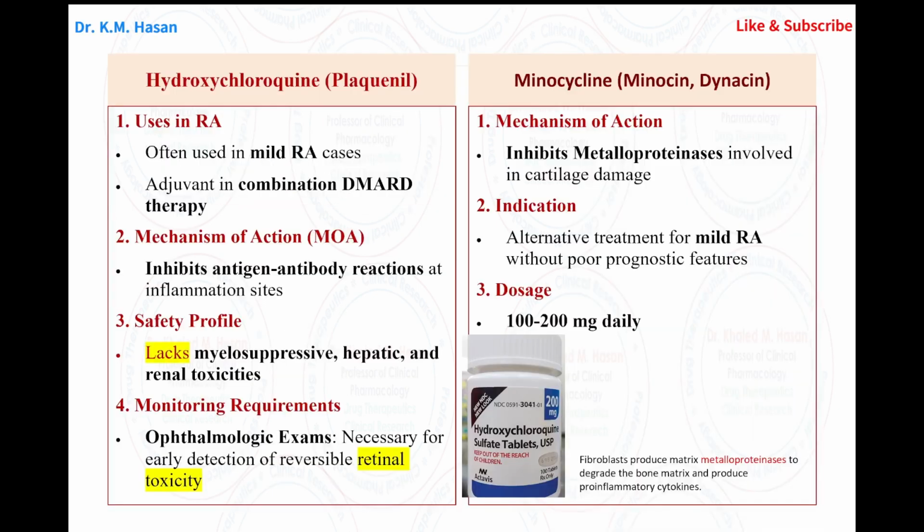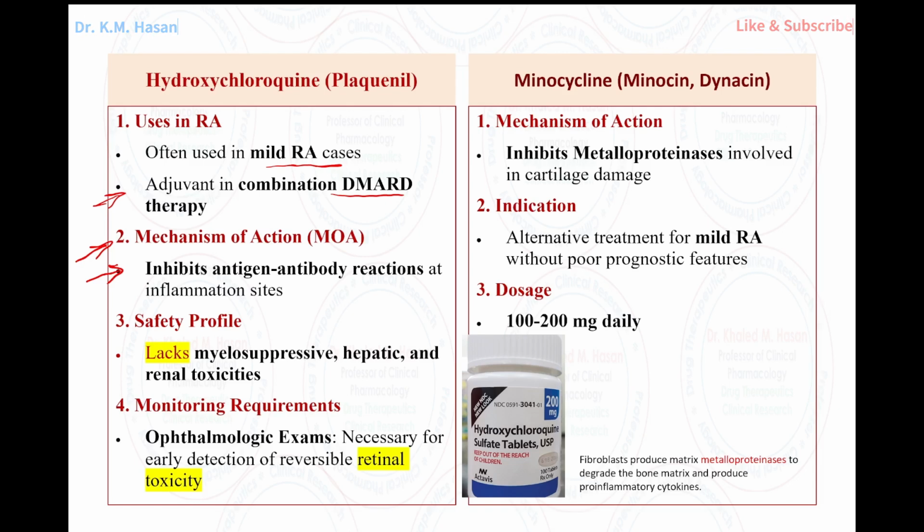Okay, next group of medication we have hydroxychloroquine, Plaquenil, and another medication, minocycline. Regarding hydroxychloroquine, Plaquenil, this medication is used for mild rheumatoid arthritis cases, and could be used as combination therapy with other DMARD treatment. How does this medication work? They found hydroxychloroquine inhibits the antigen-antibody reaction at the inflammation site.